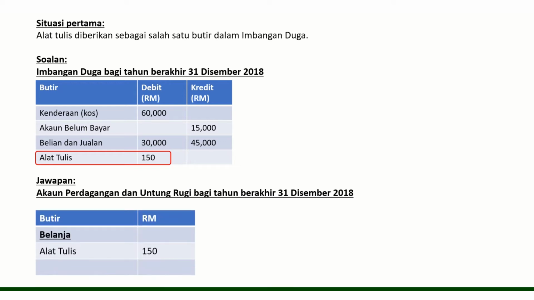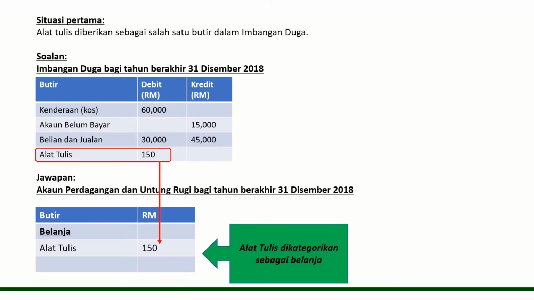You take the amount of alat tulis, which is given 150, and you directly write it in APUR as belanja, and it goes under alat tulis. Do you have anything to write in PKK? No, it's because the question did not mention anything about baki akhir, or that there is leftover inventory alat tulis pada akhir tempoh perakaunan. So here we take this number and we directly put it under belanja alat tulis. So that would be the first situation where they can ask questions on alat tulis. Now, let us go to the next situation.